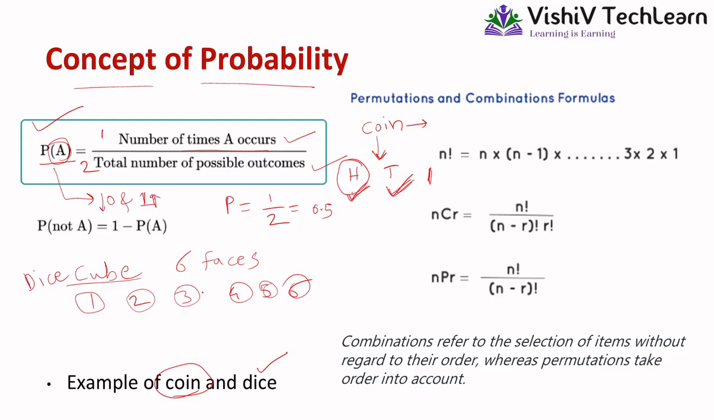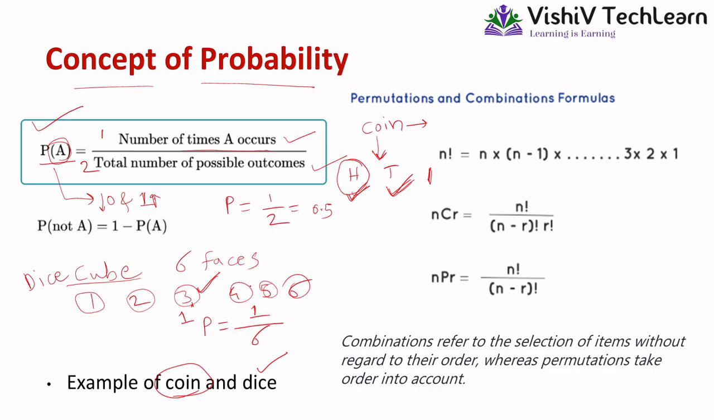Now let's say we want 3 only on the top face. We need 3 dots. Then the probability will be: the number of desired events is 1, divided by the total possible outcomes, which are 6. So the probability is 1 by 6.